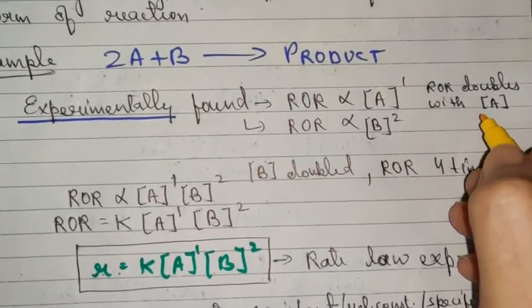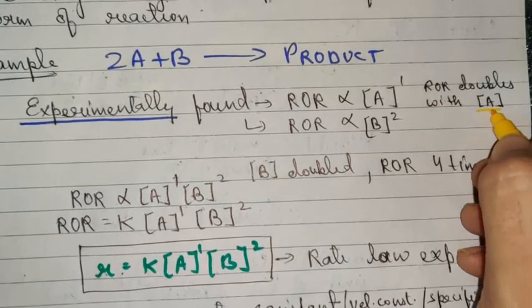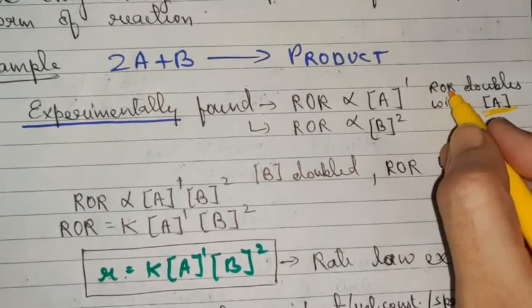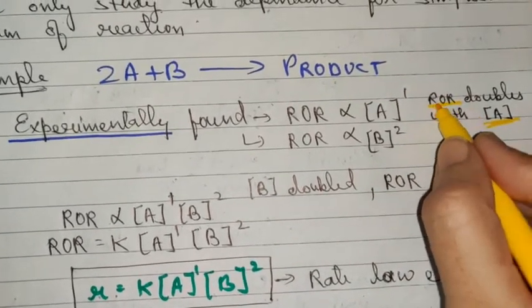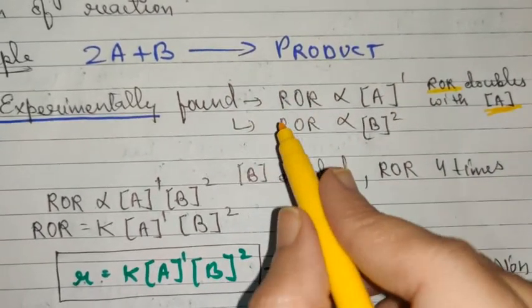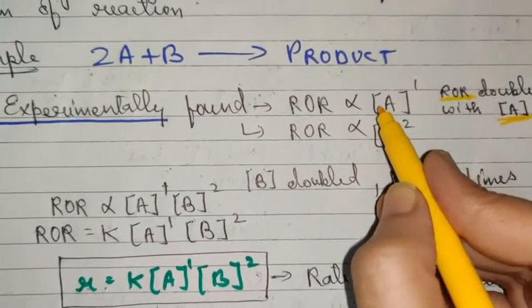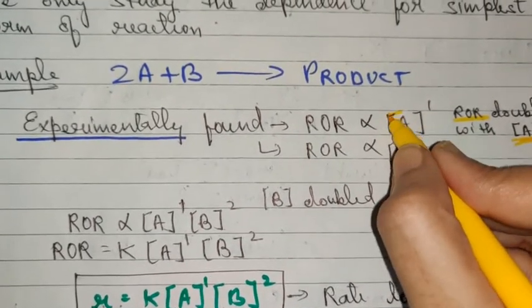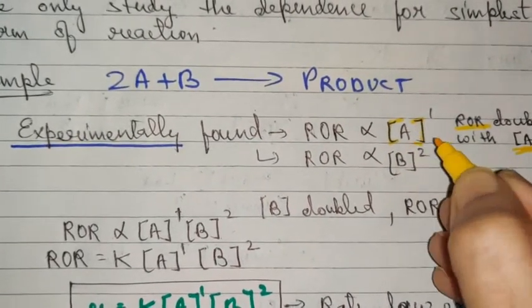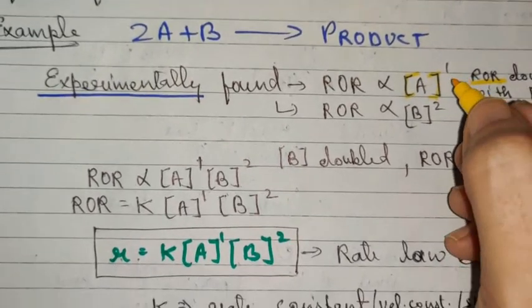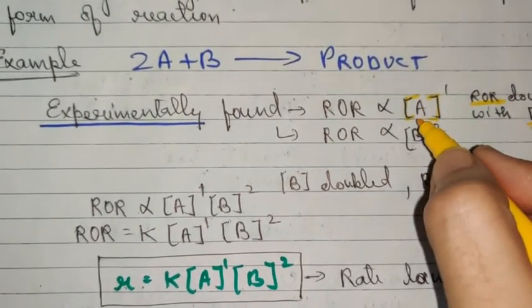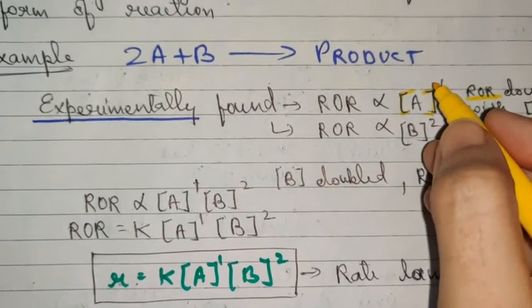Experimentally, it is found that if the concentration of A is doubled, the rate of reaction is also doubled. That means we can say that the rate of reaction is directly proportional to the concentration of A. This square bracket indicates the concentration of the reactant or product, or the active mass. This you must have done in class 11.